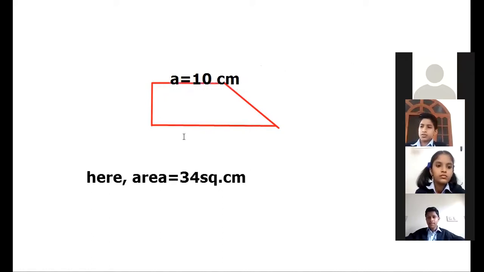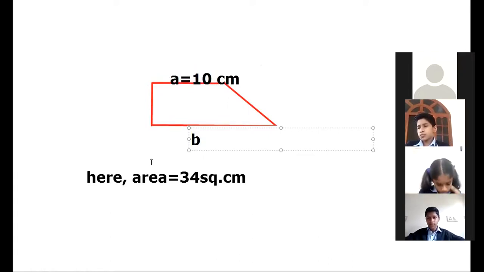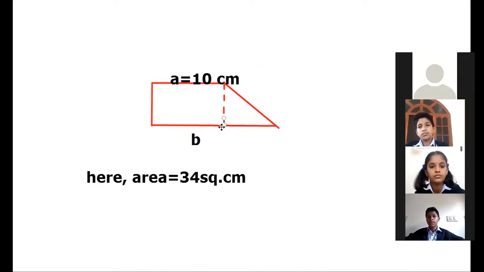B, we don't know the value of B, and height is also given. This can be considered as height. Even if I draw another line, this also can be considered as height. This length will be equal to this, and that is 4 centimeter.